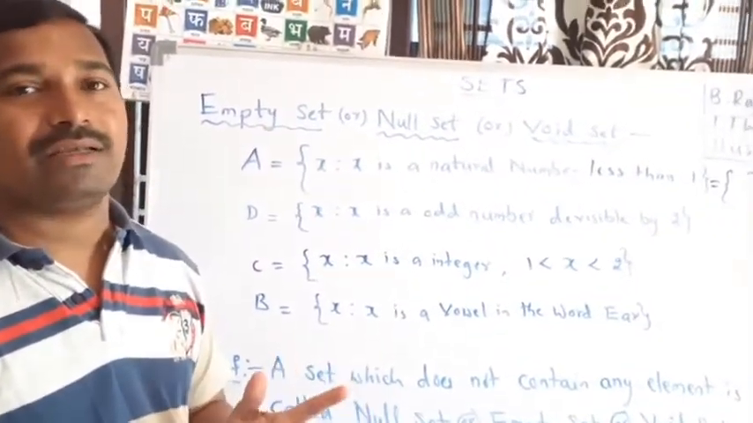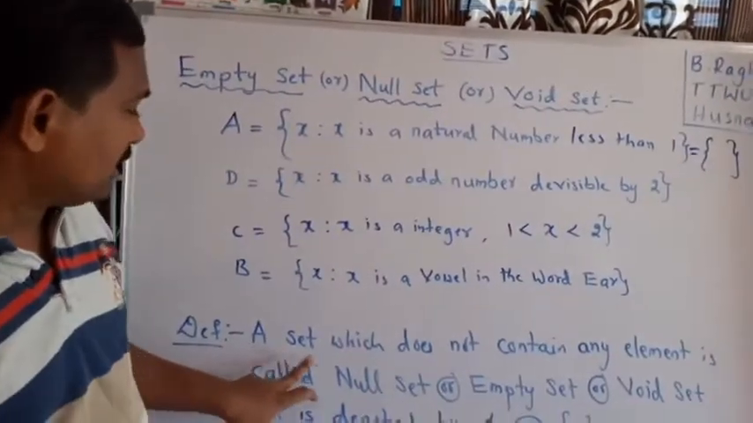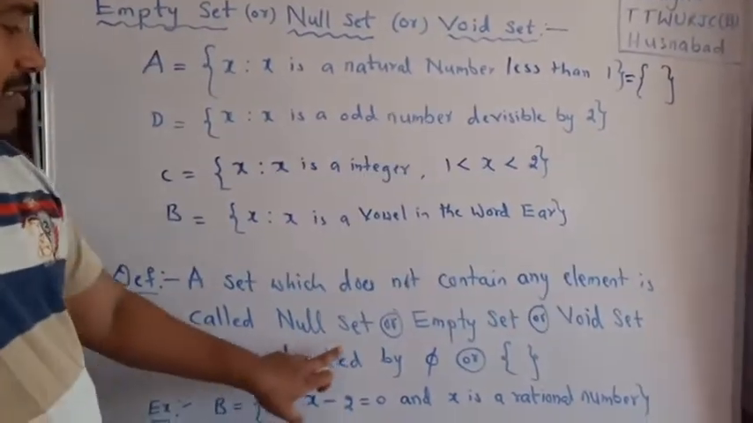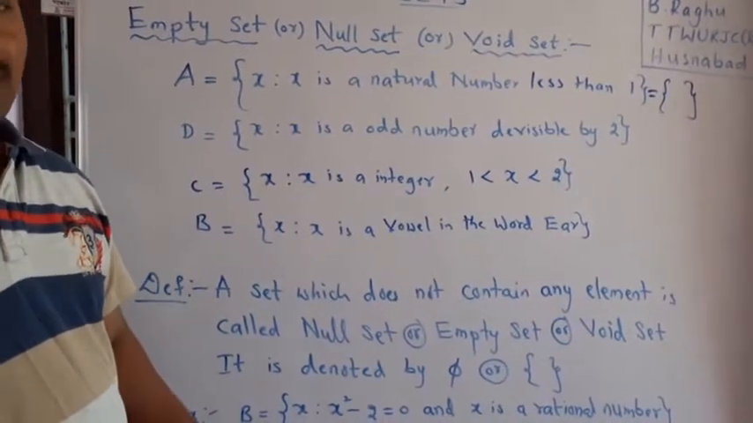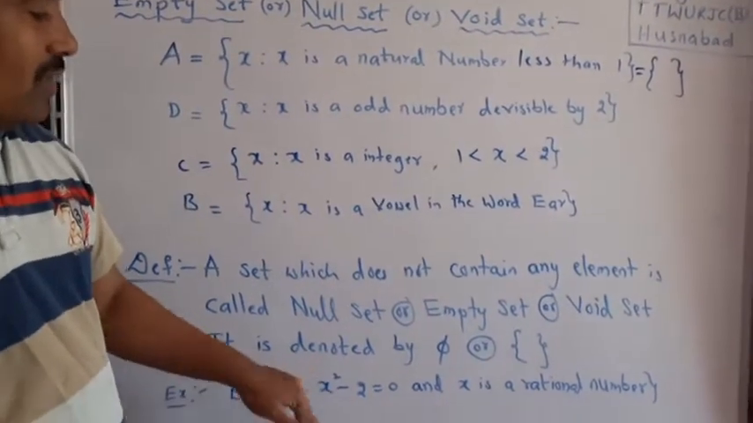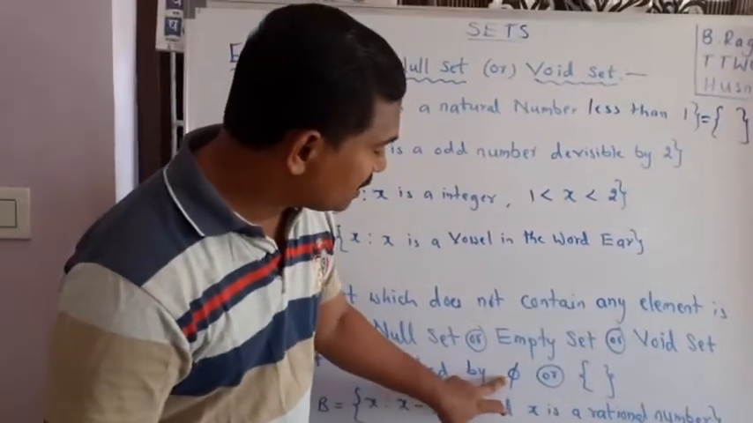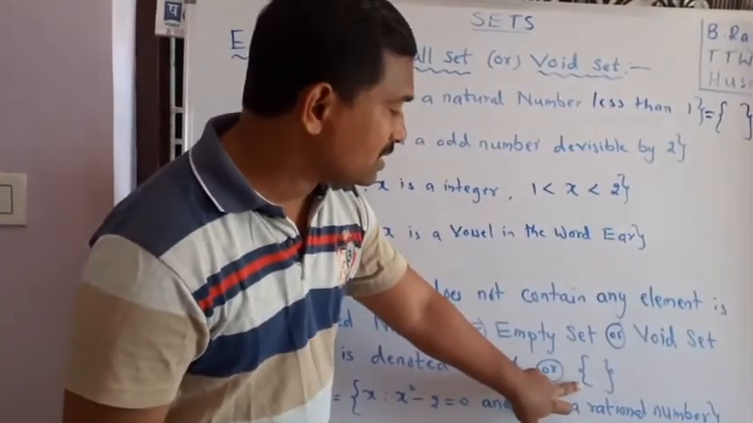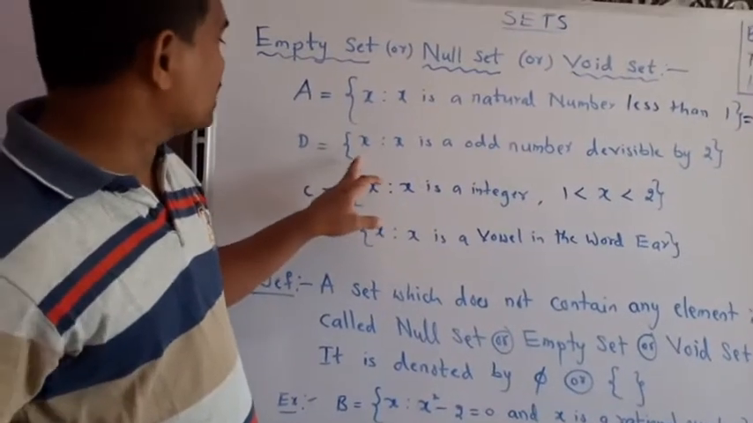See the definition: a set which does not contain any element is called a null set or empty set or void set. Okay, do you understand? Now see, what is the notation? It is denoted by this symbol. This is called empty phi. This is the symbol of the empty set. Okay. Let us take one more example.